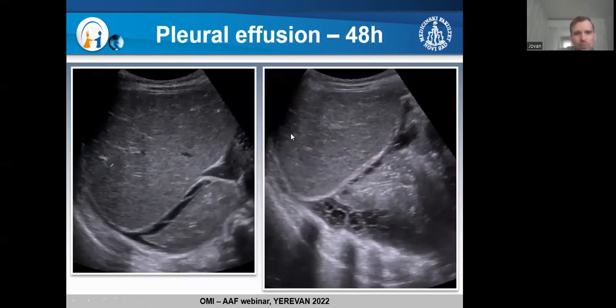Very nice example also, transhepatically. Look, there is a hepatization of lung parenchyma. There is a small pleural effusion and only 2 septas within it.